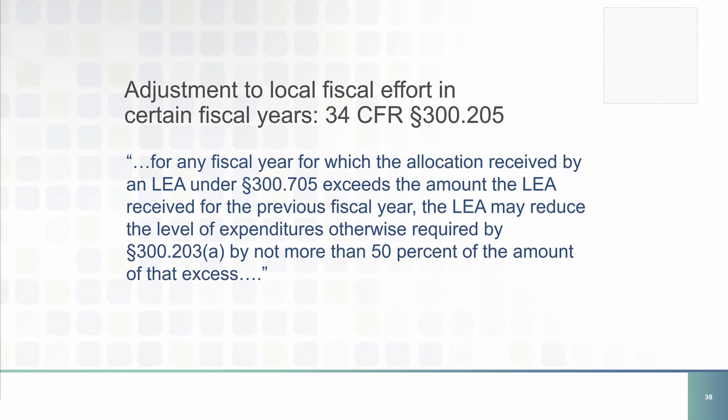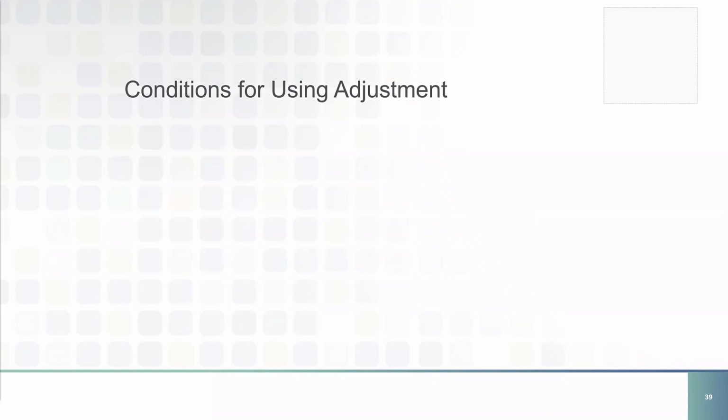As always, there are rules and parameters for taking advantage of provisions in the regulations. So let's look at these next. There are several conditions that LEAs must meet if they choose to use the adjustment. An LEA is not obligated either to take any adjustment or to take the full adjustment available. Once again, it's suggested that if the LEA wants to use this, to ensure all conditions are met, they should contact the BSE.